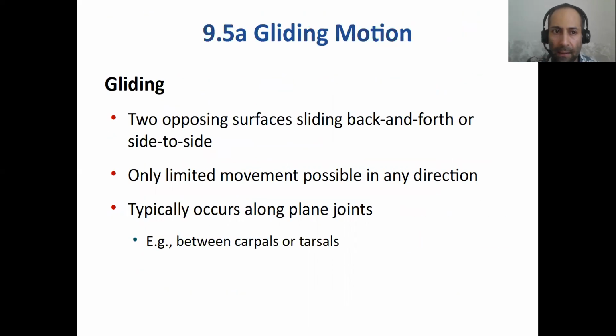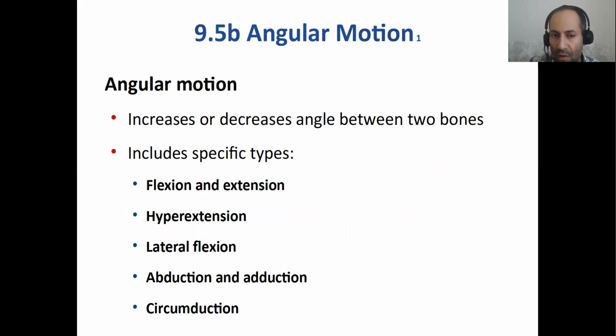Go back and check. All right, so a gliding motion is where the bones simply slide back and forth or side to side, okay? For example, in between your carpal bones or your ankle bones, the tarsal bones. So what are the different motions that you can perform between two bones? Flexion and extension, hyperextension, and all of these.